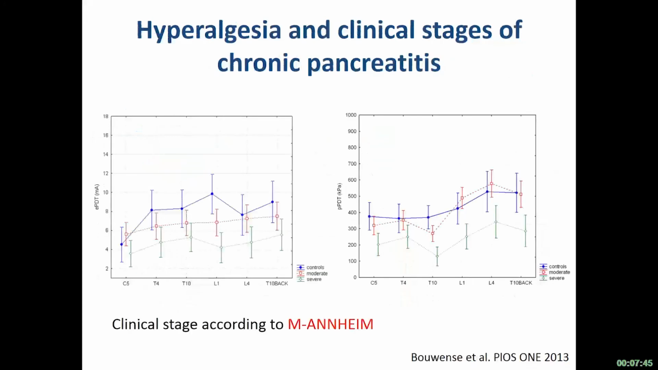This has also been studied a little bit in chronic pancreatitis patients. This is a study from our Dutch collaborators where they classified the patients with chronic pancreatitis based on something we call the Mannheim classification. I'm not sure you're familiar with that, but that's a clinical staging system where we can stage the patients depending on exocrine and endocrine insufficiency, other complications, and pain. And what we can see here is that those that had the most severe Mannheim class also had a lot of hyperalgesia, both when it came to electrical and pressure stimulations.